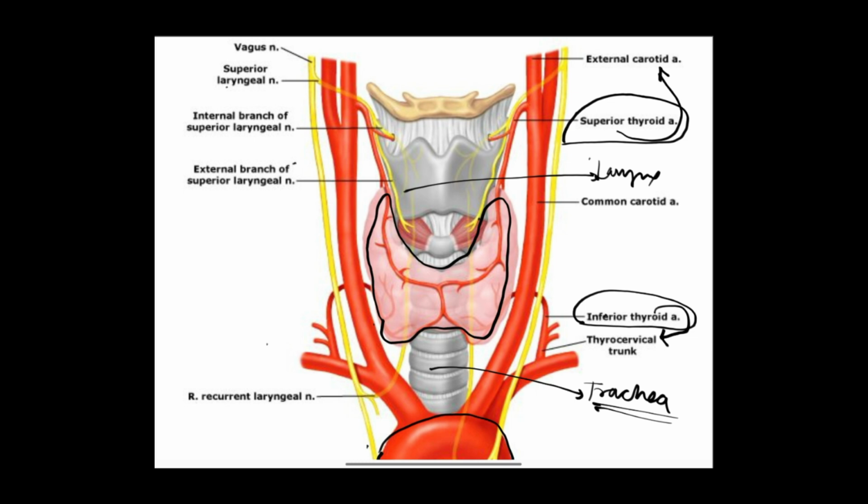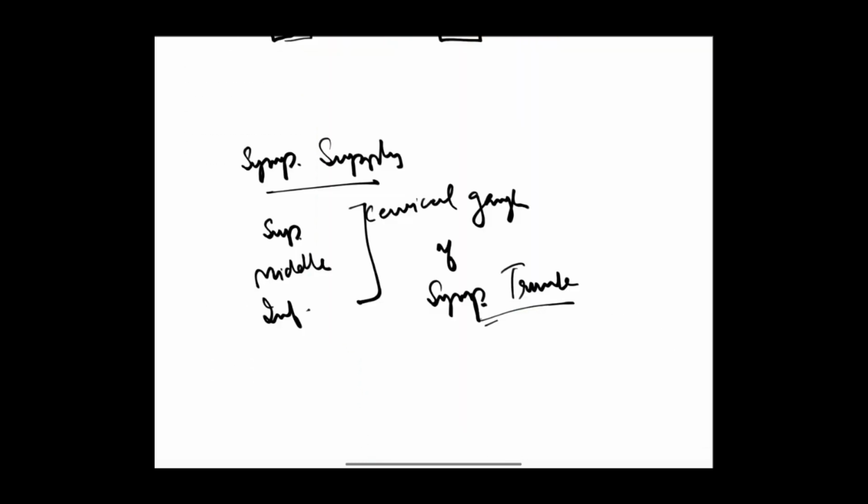Now the nerve supply. The parasympathetic supply is by the superior laryngeal nerve and recurrent laryngeal nerves, which are branches of the vagus nerve. This is the parasympathetic supply. The sympathetic supply is by the superior, middle, and inferior cervical ganglia of the sympathetic trunk.